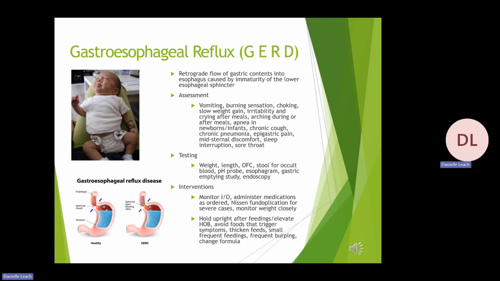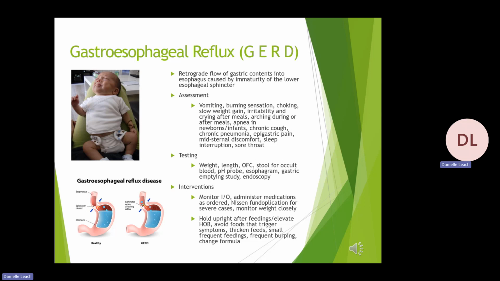Gastroesophageal reflux, or GERD for short. In pediatric GERD, there's immaturity of the lower esophageal sphincter. This is the sphincter that's at the bottom of your esophagus and at the top of your stomach. So it's immature and it allows retrograde flow of stomach contents back up into the esophagus.